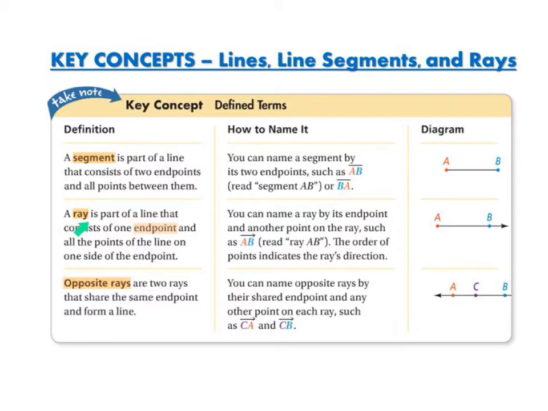A ray is part of a line. It has one endpoint, and then it goes out in one direction and has an arrow on the end. There's only one name that we could give this. You always start at the endpoint, or if you're thinking of a ray of the sun, you start at the sun, and then you do the next letter. So this one would be ray AB. It would not be BA. So when you're naming a ray, there is only one way to do it.